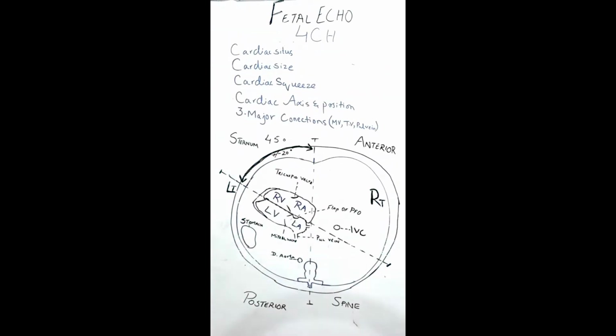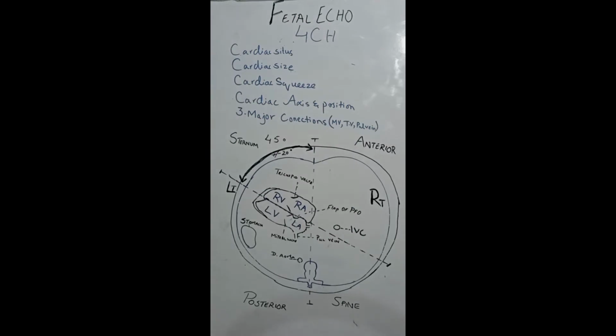Now on the four-chamber view we see the cardiac size. The normal heart is longer than wider. If the heart size enlarges in width, it becomes cardiomegaly. The heart occupies one third of the thorax, and the area cardiothoracic ratio of the heart is 0.33, and the circumferential cardiothoracic ratio is 0.5. These two values remain constant throughout the gestational period.